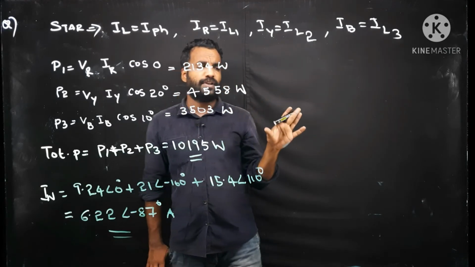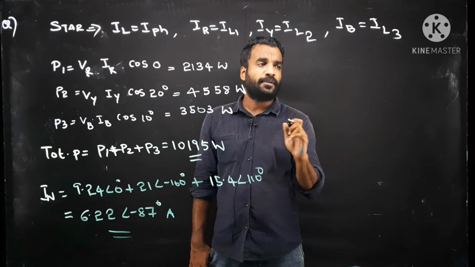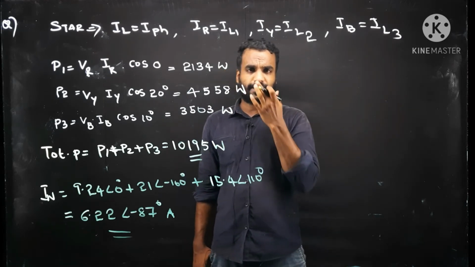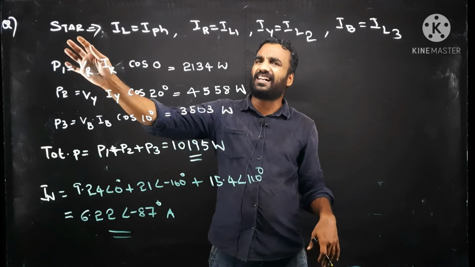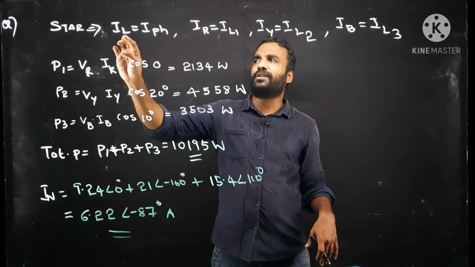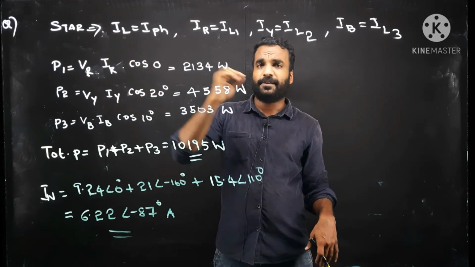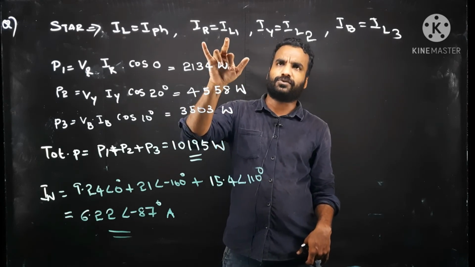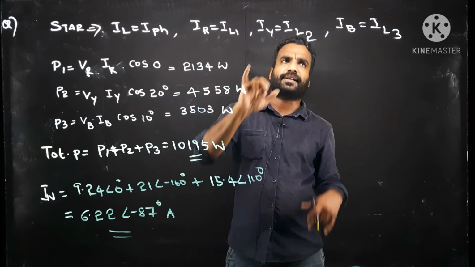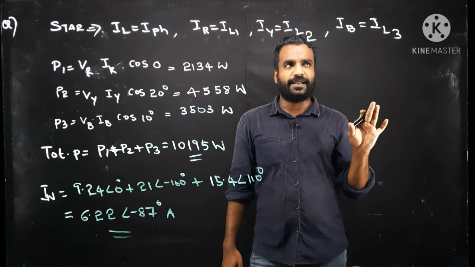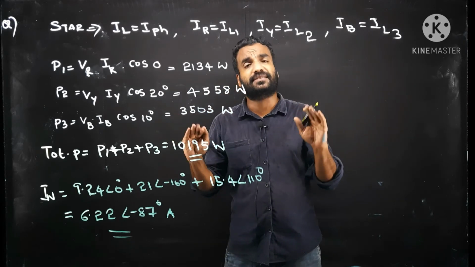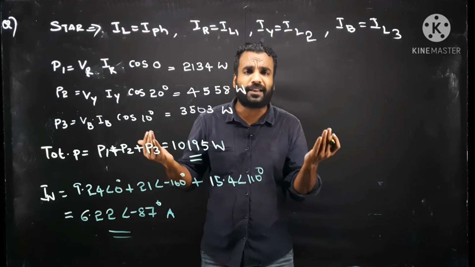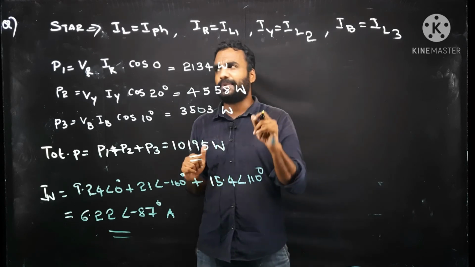Okay, now we are going to the final stage of the problem. We got IR, IY, IB, the three phase currents, and we know this is a star connection. In star connection, line current is equal to phase current. So IR is the first line current, IY is the second line current, and IB is the third line current. So no need for a separate calculation, and no need to multiply with root 3. Okay, keep that in mind.